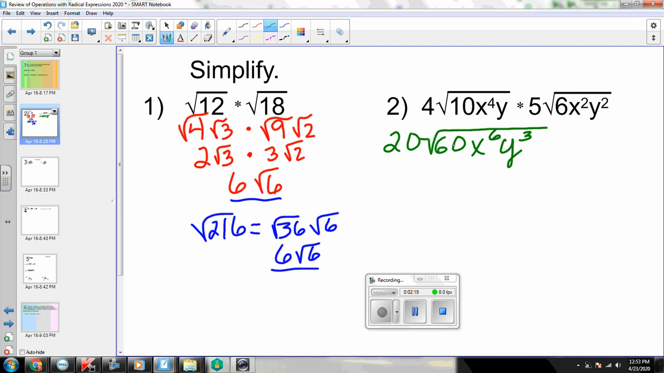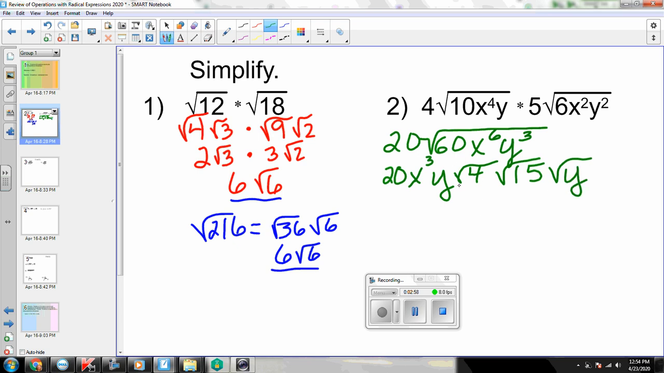Now I've got to ask myself, are there any perfect square numbers that go into 60? Yes, 4 does. So I can say this is 20. I still have my 20 out in front, but 60 is the same as the square root of 4 times the square root of 15. Can I take the square root of x to the 6th? Yes. Square root of x to the 6th would be x to the 3rd. Can I take the square root of y to the 3rd? I can take the square root of y to the 2nd. The square root of y to the 2nd is y, and then I'll have one y left over that I'll put under the radical sign.